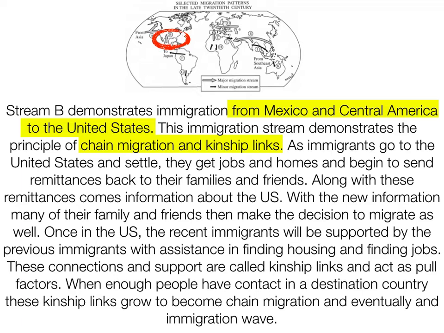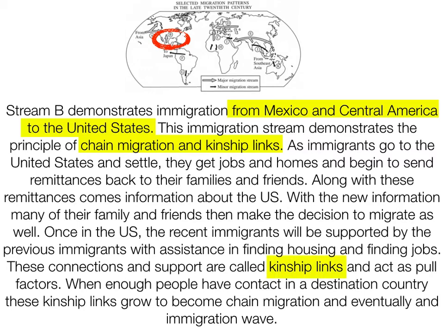As immigrants go to the United States and settle, they get jobs and homes and begin to send remittances back to their families and friends. Along with these remittances comes information about the U.S. With the new information, many of their family and friends then make the decision to migrate as well. Once in the U.S., the recent immigrants will be supported by the previous immigrants with assistance in finding housing and finding jobs. These connections and support are called kinship links and act as pull factors.